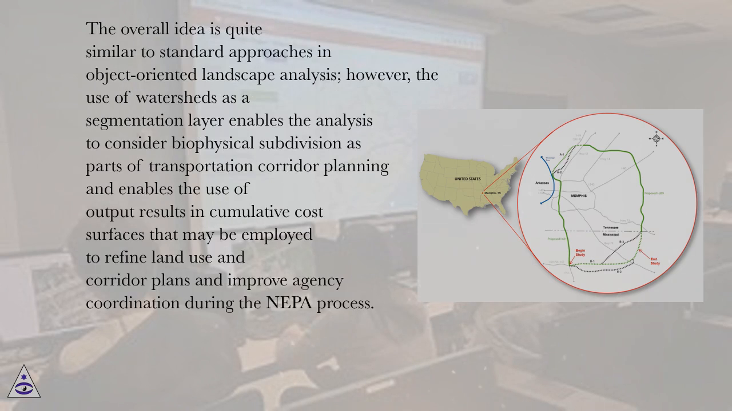The overall idea is quite similar to standard approaches in object-oriented landscape analysis. However, the use of watersheds as a segmentation layer enables the analysis to consider biophysical subdivision as parts of transportation corridor planning and enables the use of output results in cumulative cost services that may be employed to refine land use and corridor plans and improve agency coordination during the NEPA process.